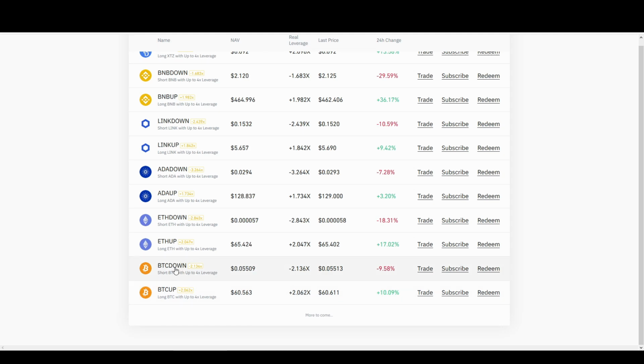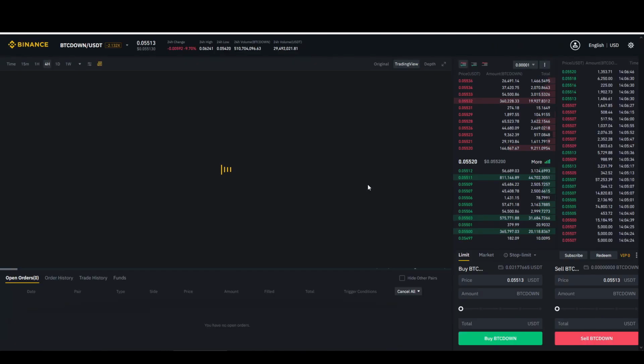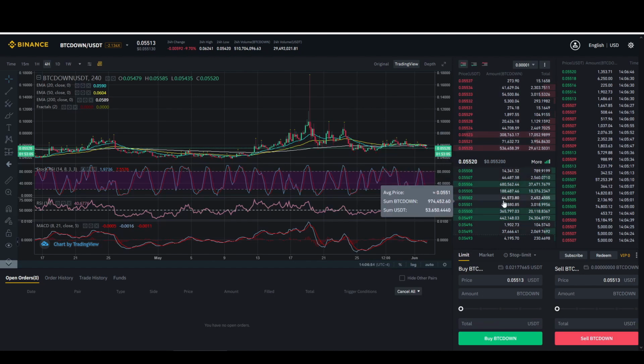Let me give you an example. Let's say we click on BTC down, and we would like to buy BTC down because the market right now is going down, and we would like to make a little bit of money while it's going down. So we click on buy. We choose the BTC down USDT pair. Make sure you have USDT available on your exchange. From here, you can purchase it. You can buy or sell at the limit or at the market, same thing as any other regular token that you can find.